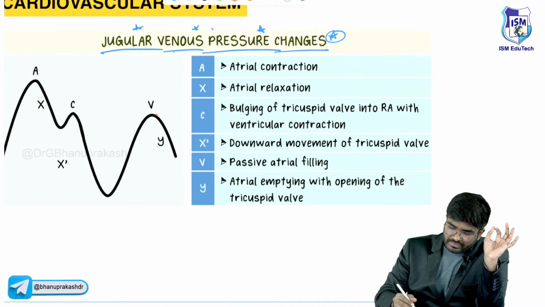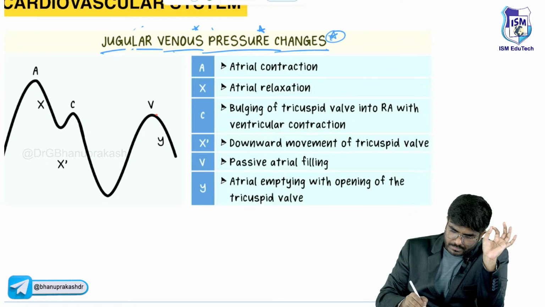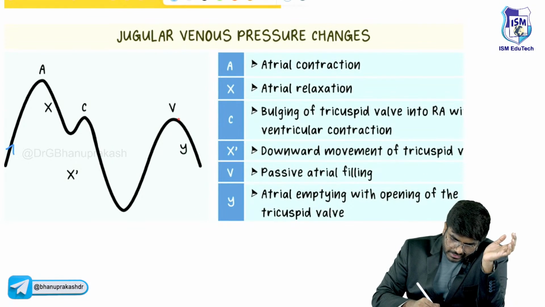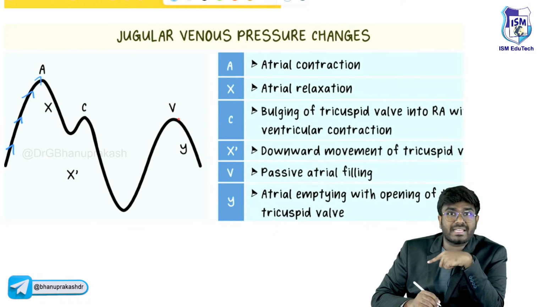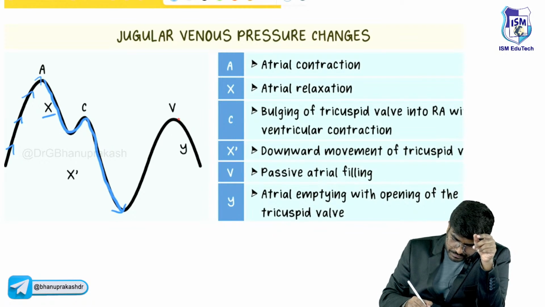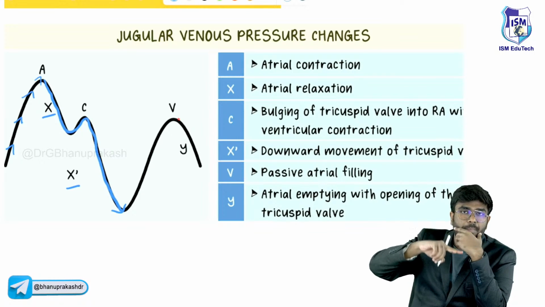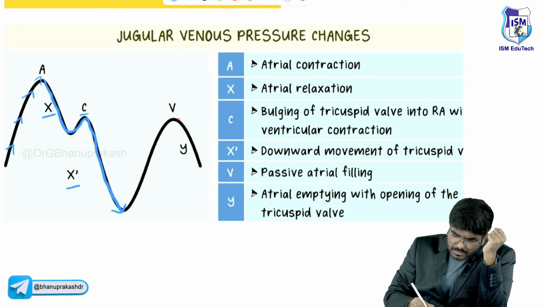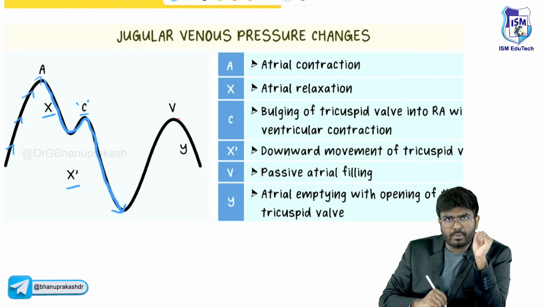Now, look here. These are the jugular venous pressure changes. See, sometimes the pressure in the internal jugular vein is increasing. That's the A wave. And the pressure is again decreasing. That is the X wave. A wave, the pressure increasing. X wave, pressure decreasing. And there is a small C wave. I will explain that.